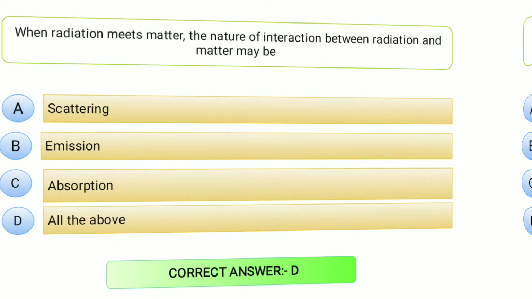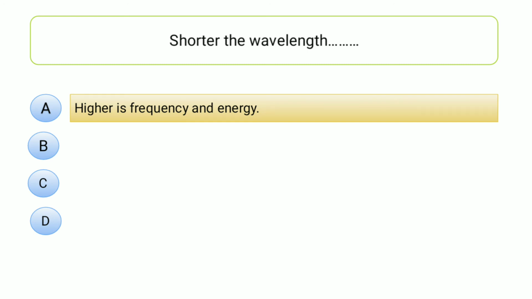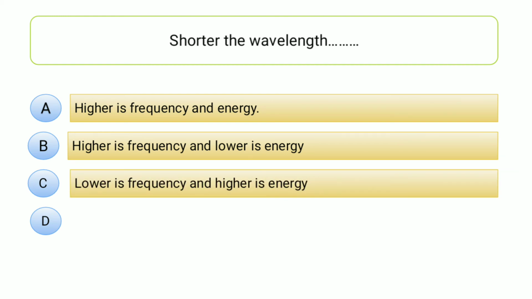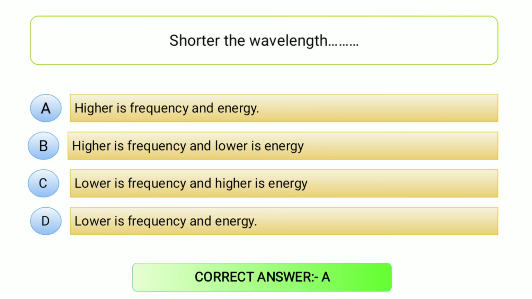Moving to the next question. The question is, shorter the wavelength dash, and the options are A. Higher its frequency and energy, option number B. Higher its frequency and lower its energy, option number C. Lower its frequency and higher its energy, and option number D. Lower its frequency and energy. So students, the correct answer for this question is option number A, right? So shorter the wavelength, higher its frequency as well as energy.